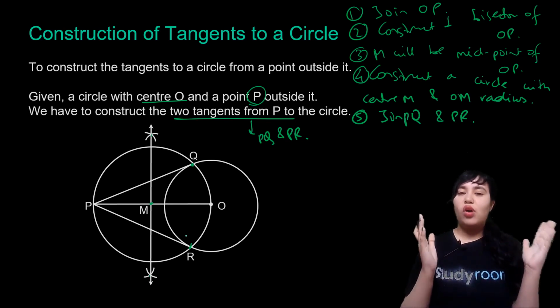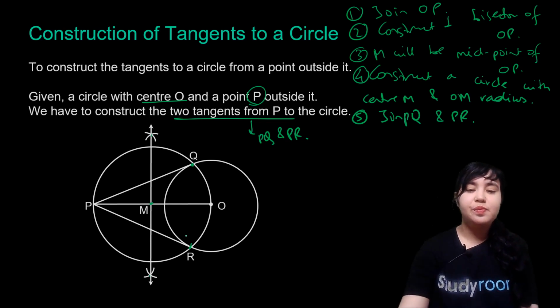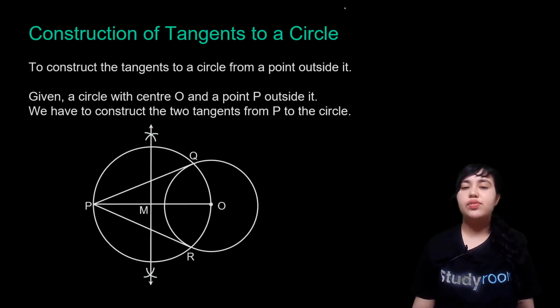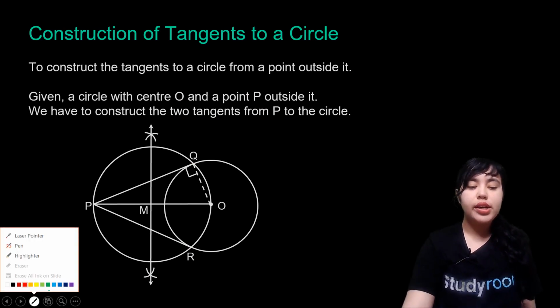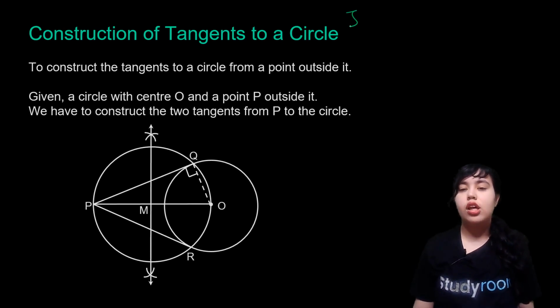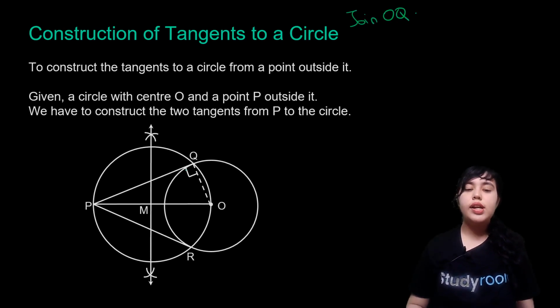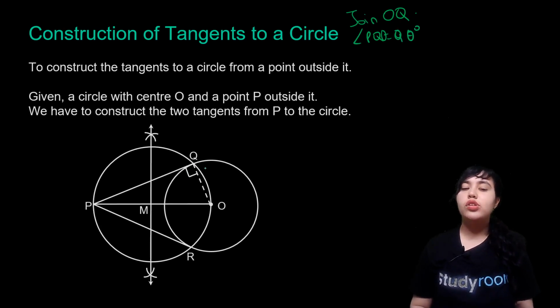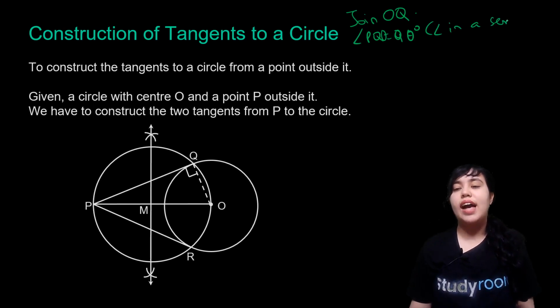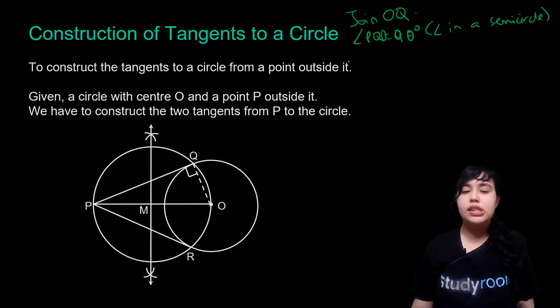So why is this methodology working? Let's understand the reasoning behind that now. It's very easy to understand why this construction works. To make it easy, first of all join OQ. You can join OQ by means of dashed lines. Now this angle PQO is equal to 90 degrees. Why is this angle PQO equal to 90 degrees? Because if you look carefully, this over here is a semicircle. Angle in a semicircle is always equal to 90 degrees.